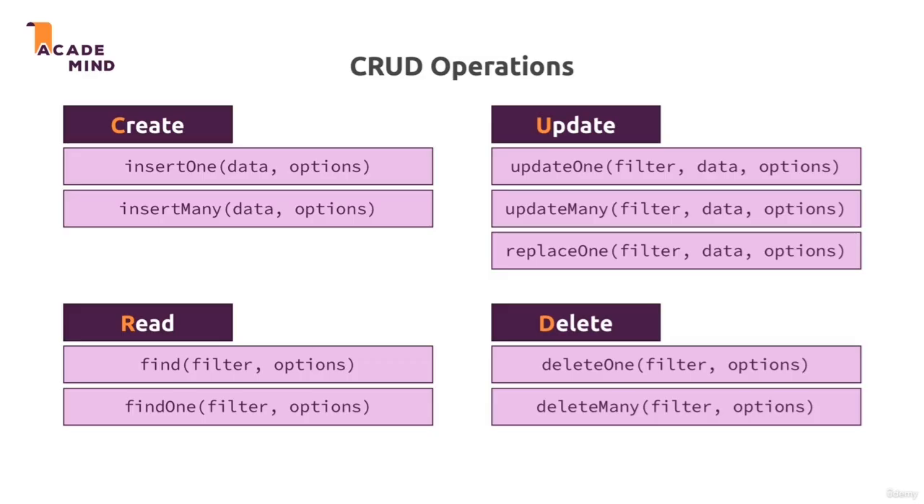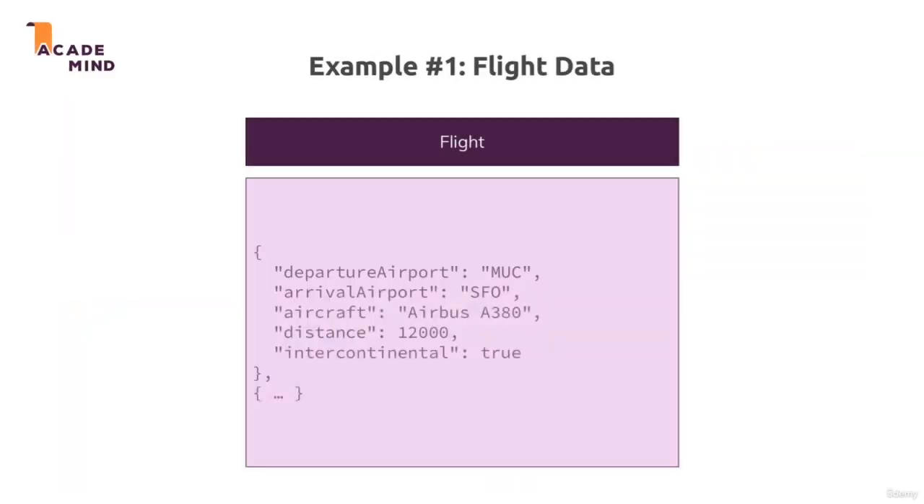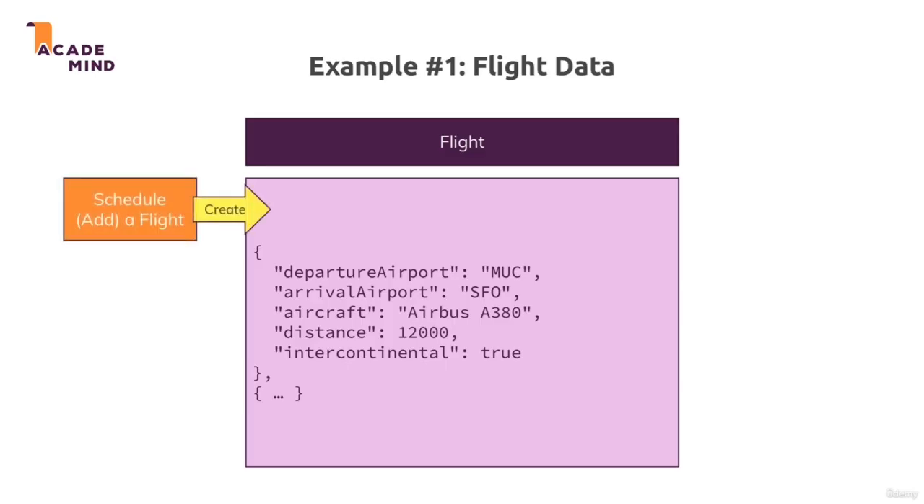Now, let's see all these things in an example. Again, having a look at our flight data here, which could look like this, basically the data we already worked with. And there, let's say this is the data we're using in our application. Our application might be a website where people working at an airport or at an airline can schedule a new flight. Therefore, they would create a new entry in our flight data collection.